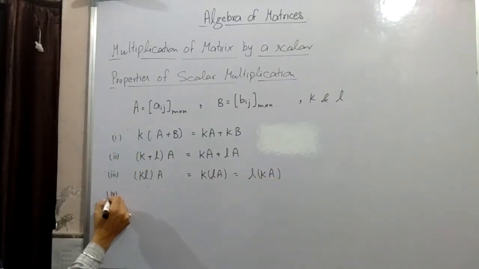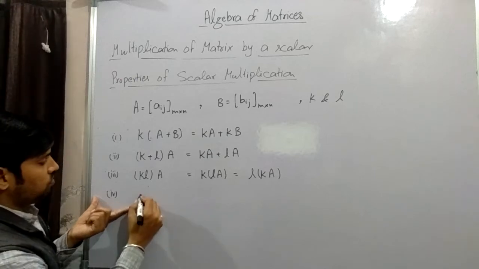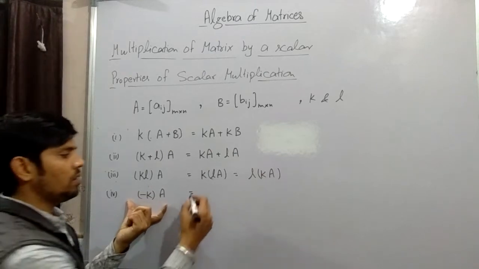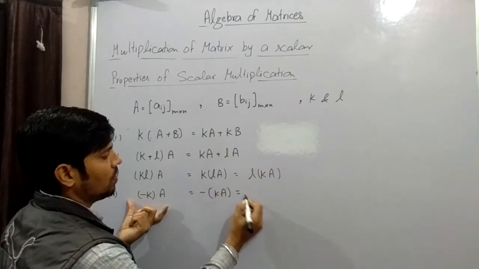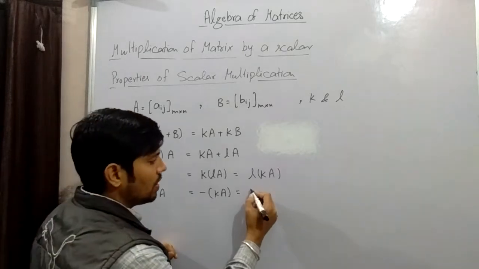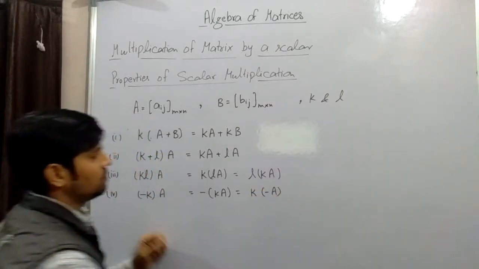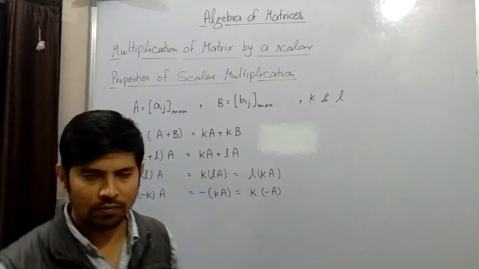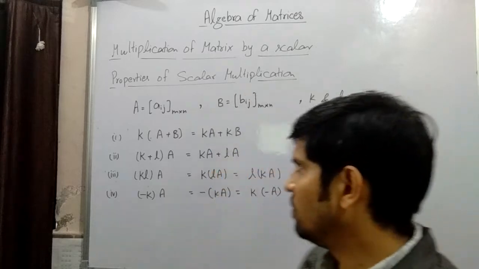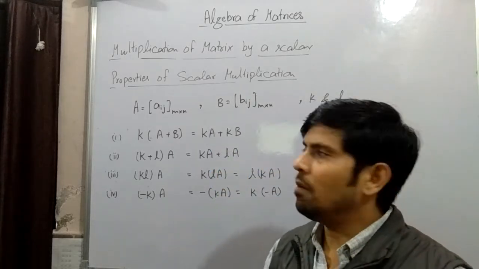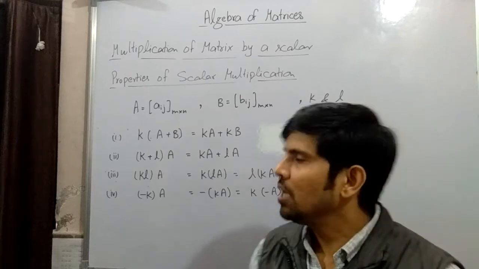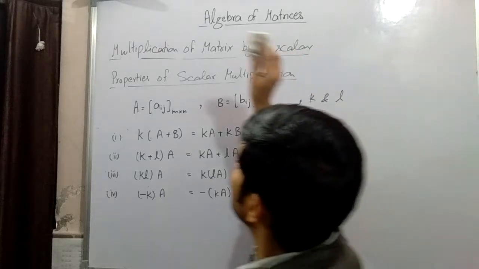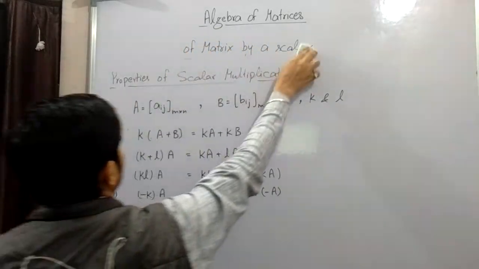The next property: if minus K is multiplied by A, then this can be written as minus of K into A, or also as K into minus of A. These are some properties of scalar multiplication. I hope you got the terms. Today we have learned about the addition of matrices. We have discussed the multiplication of matrices by a scalar, and now we will discuss the subtraction of matrices.